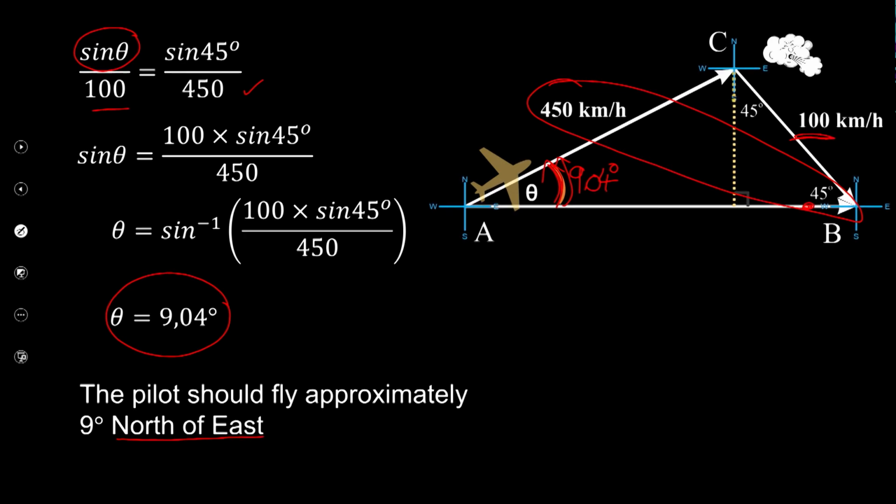Okay, if we did try and do a checksum again to see if our answers look correct, 100 is across from 9,04 and 45 is across from 450. So obviously, we did expect our answer to be significantly less than 45, which was the angle across 450. So in the context of that, our answer does look correct.